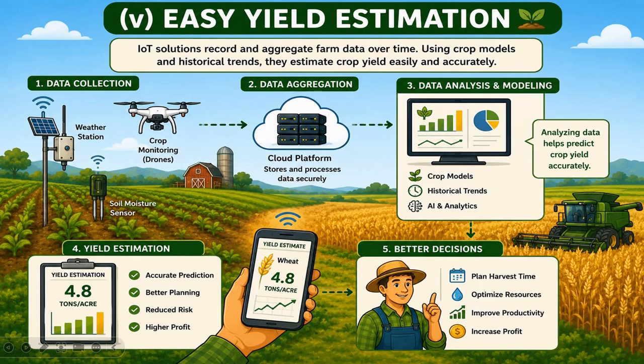Now this information helps the farmers make better decisions about the harvesting, resource planning and the farming management in order to improve the productivity and accurate prediction, better planning, reduced risk and higher profit. So IoT based yield estimation helps the farmers understand future production, manage resources efficiently and increase agricultural productivity and income.